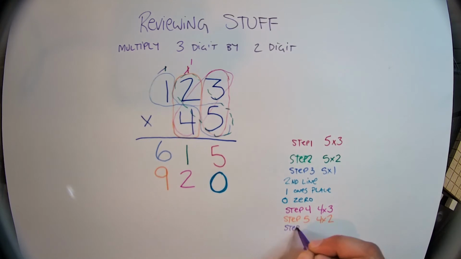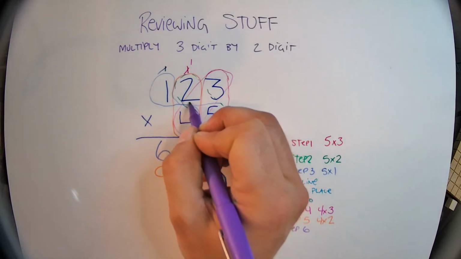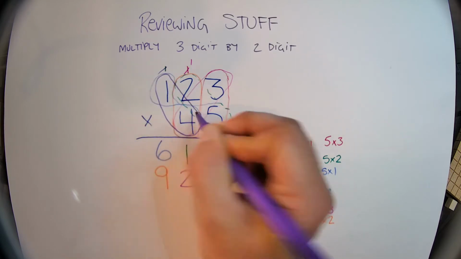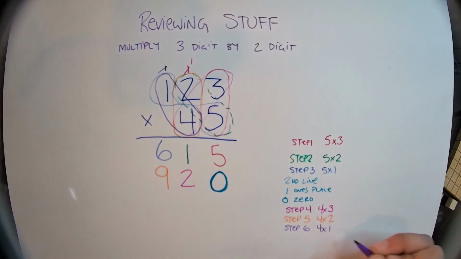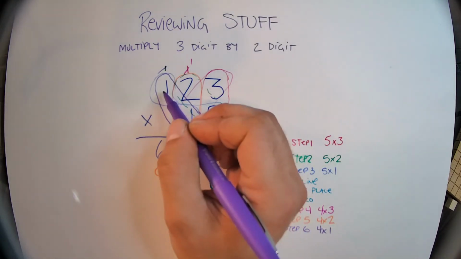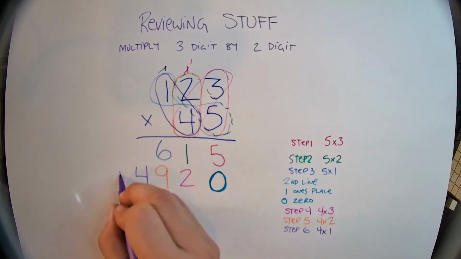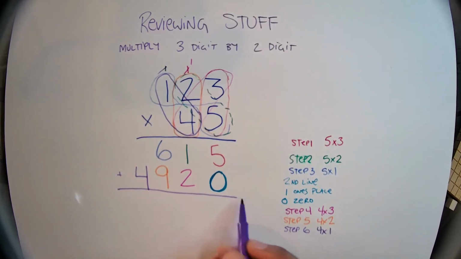Step 6. All right. It's right here. We take the 4 in the tens place on the bottom, and we multiply it times the hundreds place on the top. All right. So 4 times 1 is 4. All right. So now we just add these two things together.